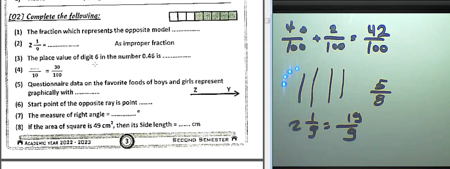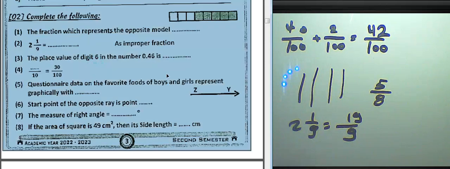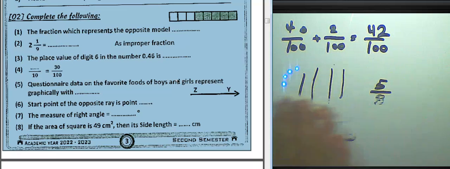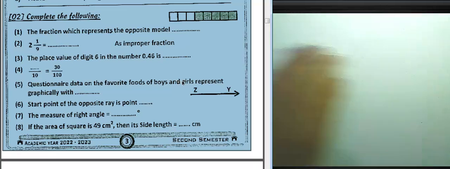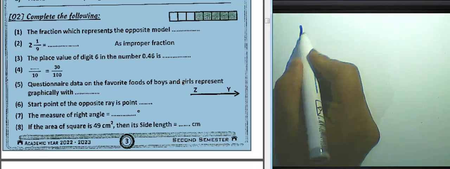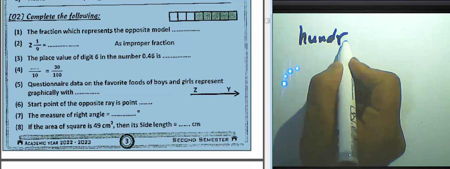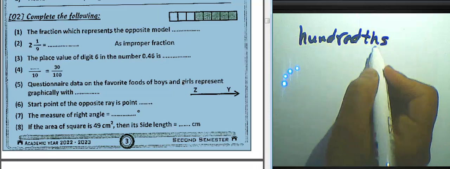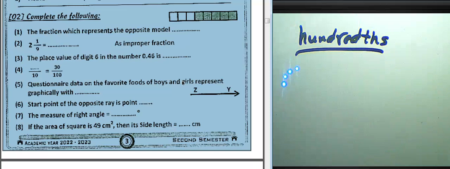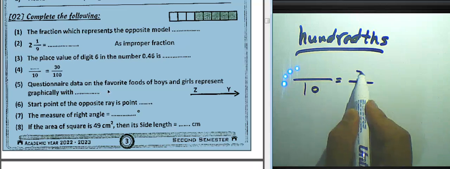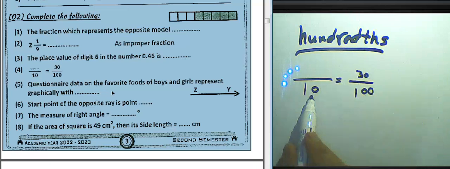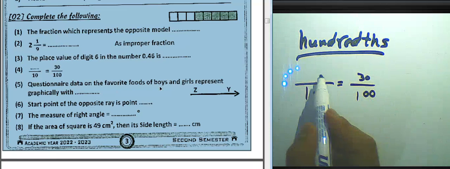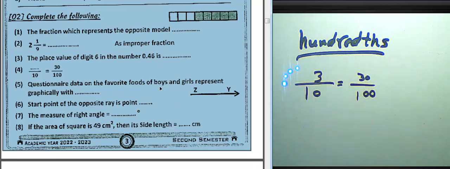The place value of the digit 6 in the number here is hundredths. 6 lies in hundredths, right? Hundredths. Space over 10 equals 30 over 100. 10 times 10 equals 100 and 10 times 3 equals 30. Write 3.